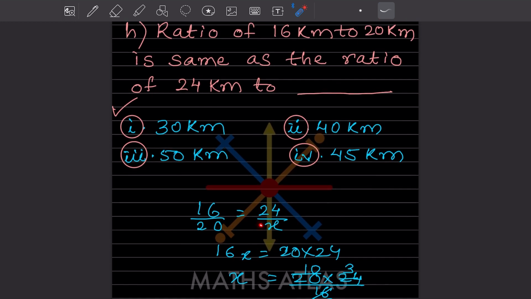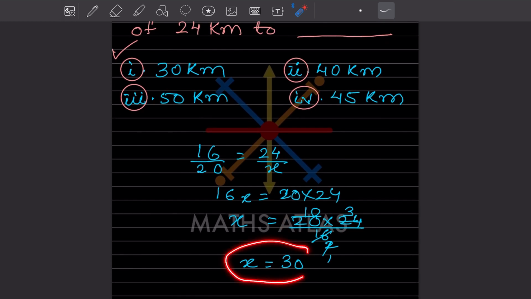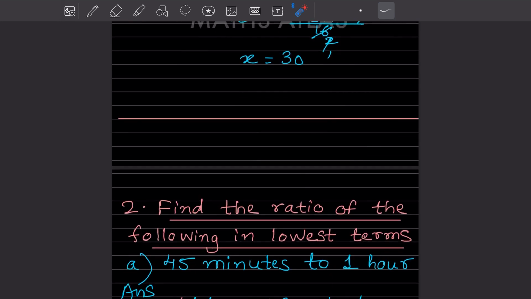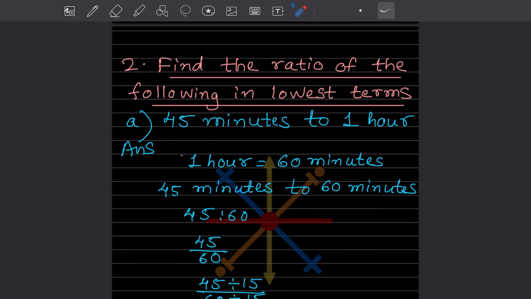So what are you going to do? You are going to cross multiply. So 16 into x will be 16x, and 20 into 24 will be on the right hand side. We want the value of x. This 16 will go to the denominator of the right hand side. So when you simplify this, you get x is 30. So can you see here? This is x, which is 30 kilometer. Hope that is clear.